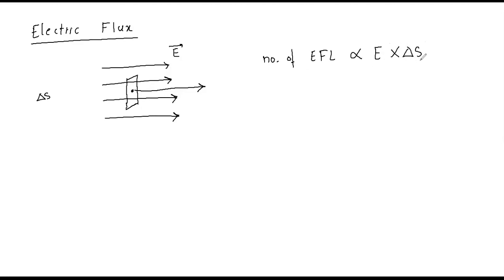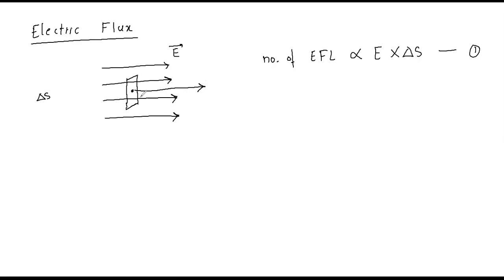E into delta S. Okay. This case, let us name it as 1. When does it happen? Only when the normal drawn to this area is in the direction of the electric field.